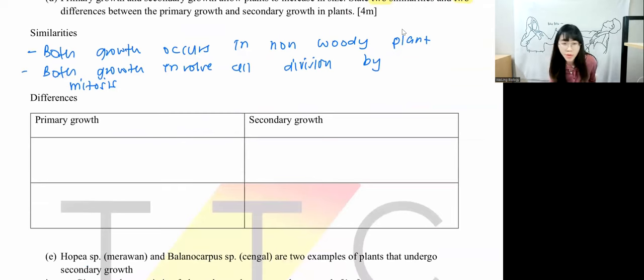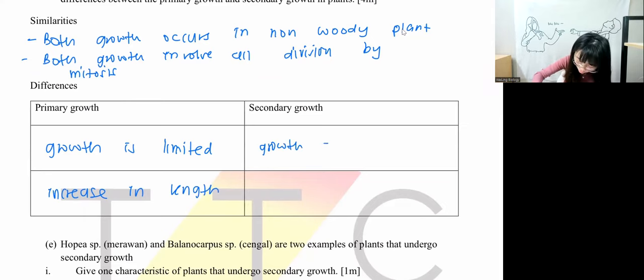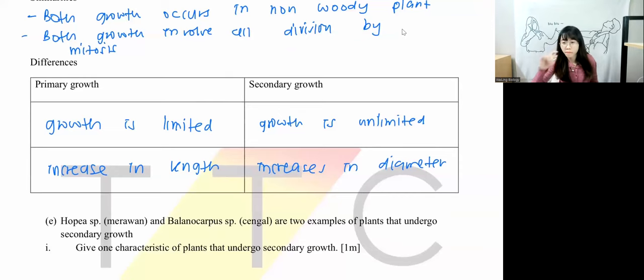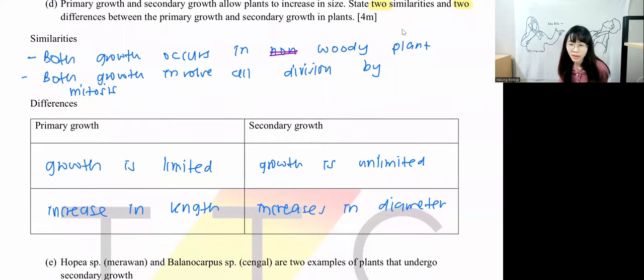Okay, primary growth and secondary growth, what can you write? You can write the increases in length, it involves the apical meristem. You can also write limited or unlimited, whichever you prefer, guys. So for primary growth, growth is limited, increase in length. Secondary growth, growth is unlimited, increases in diameter. Sorry, it happens in woody plant, thank you. Both allowed in woody plant.